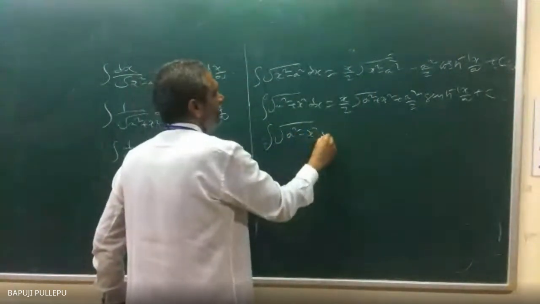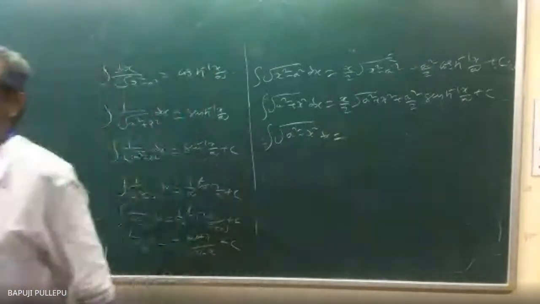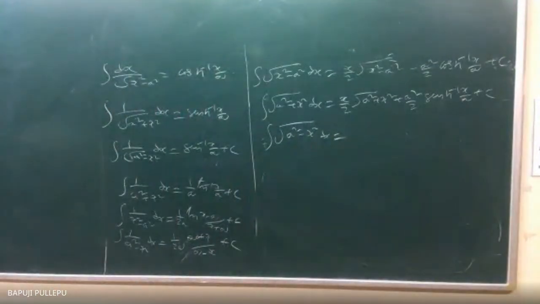Now come on, tell me. This you can tell fast. x by 2 into root of a square minus x square plus a square by 2 into sin inverse x by a. Over.